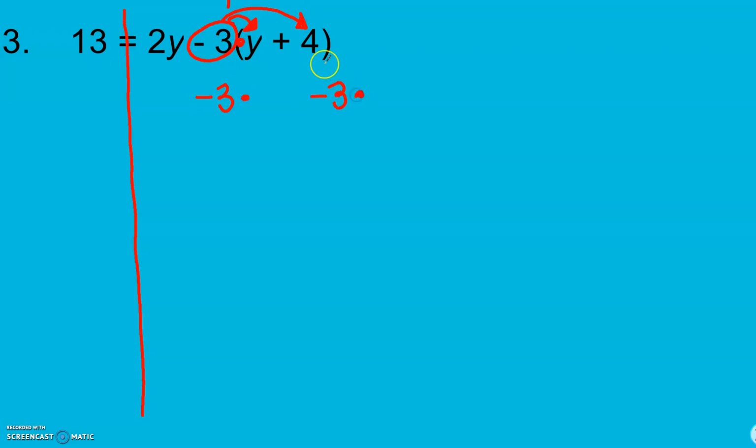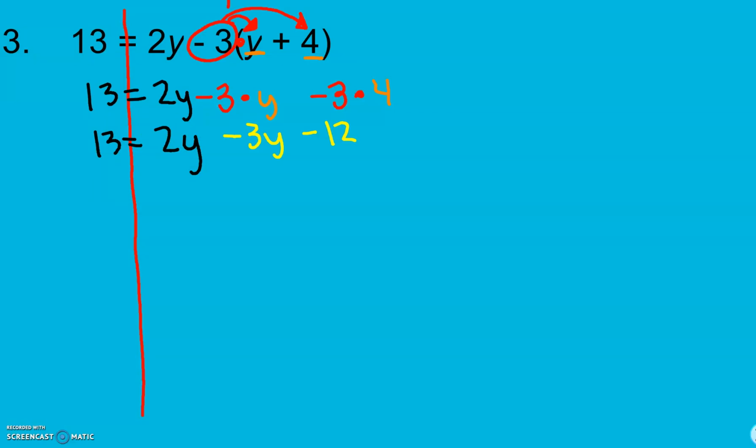So I multiply it times both things. It does not matter what those things are. Here it's a y and a 4. I didn't change my 13 equals, or my 2y. Now I'm going to simplify. Negative 3y minus 12. And again, I didn't change any of those pieces in black.